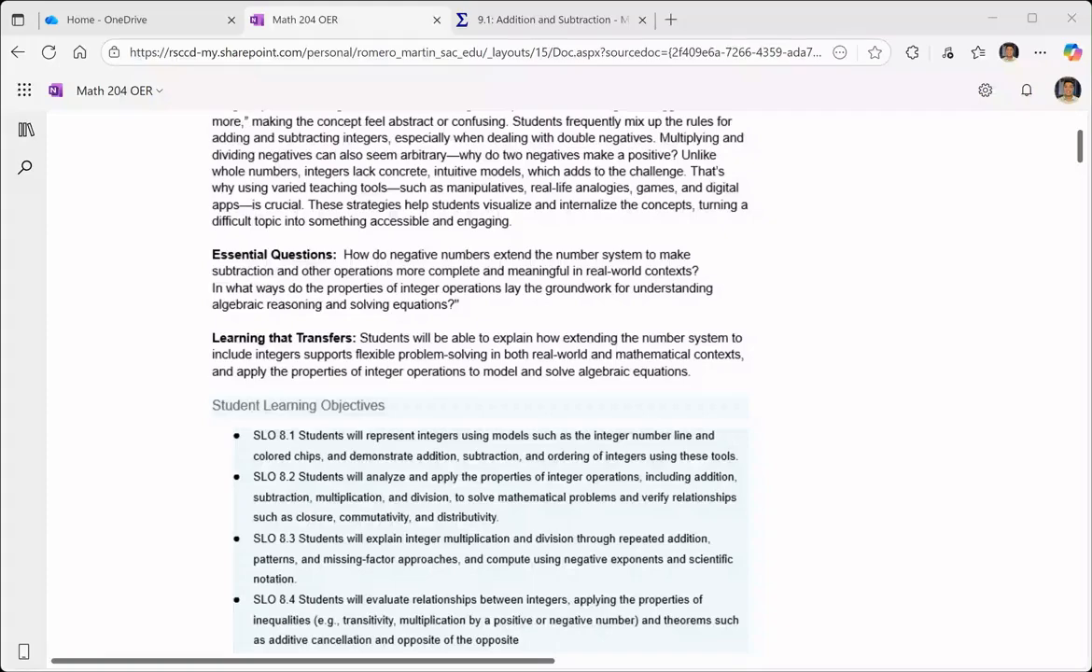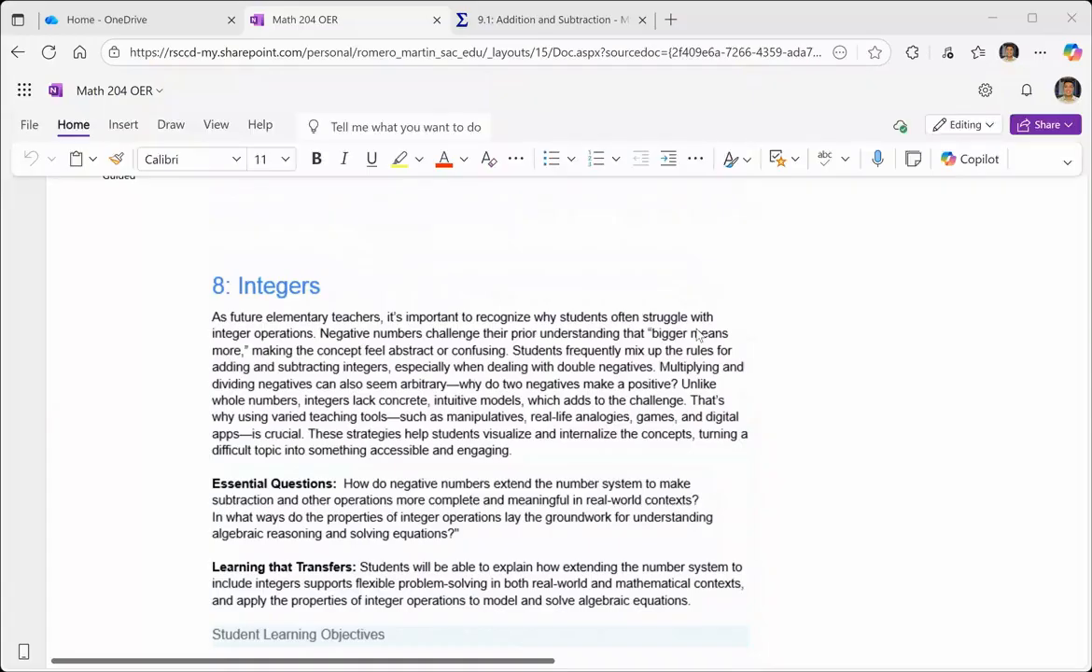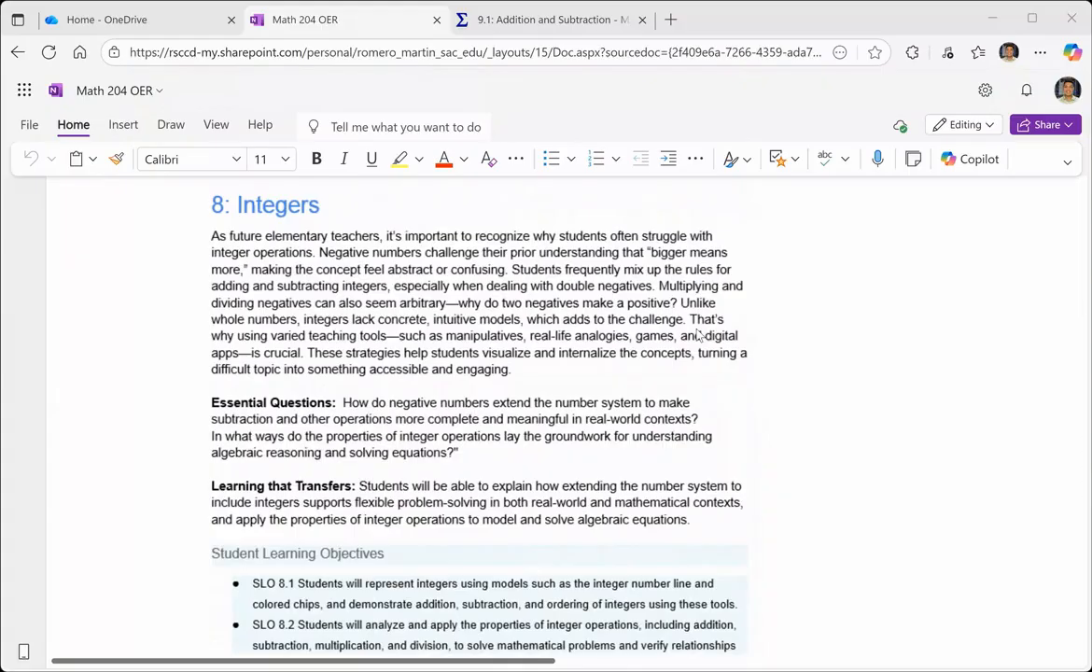Let's go ahead and start chapter 8 now. We move into integers. This is our last chapter of the course. Integers is the introduction to negative numbers, and officially, an integer is a negative number, a positive number, or zero. Each of those makes up the number system of integers, right?